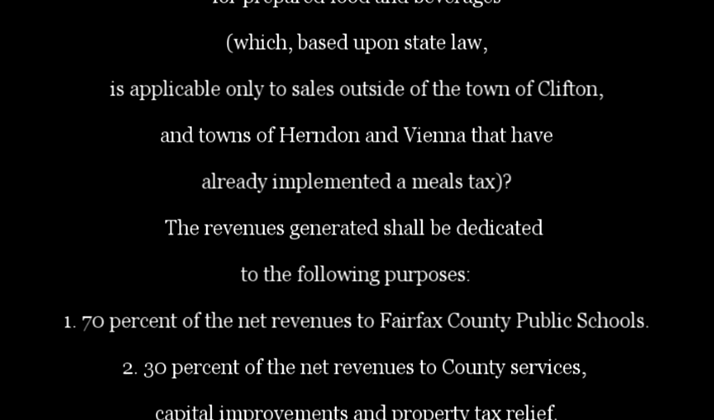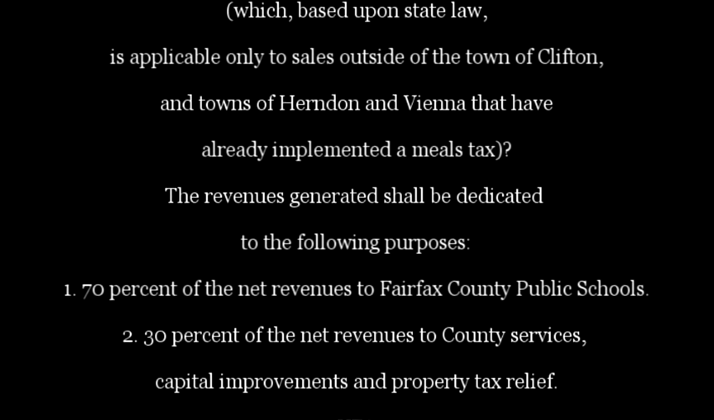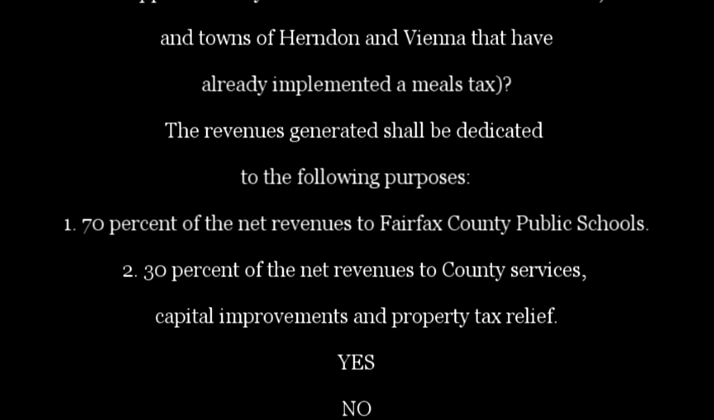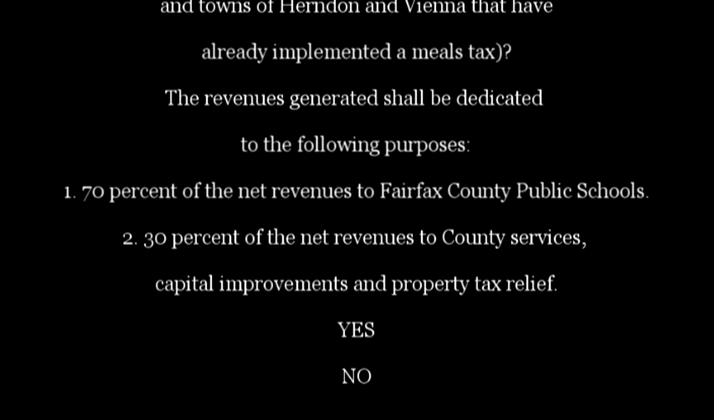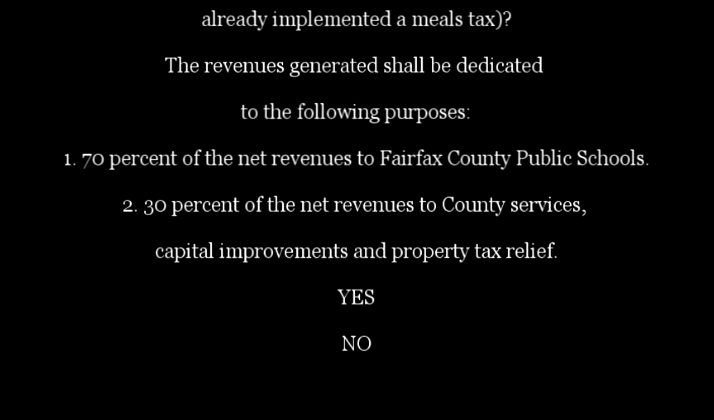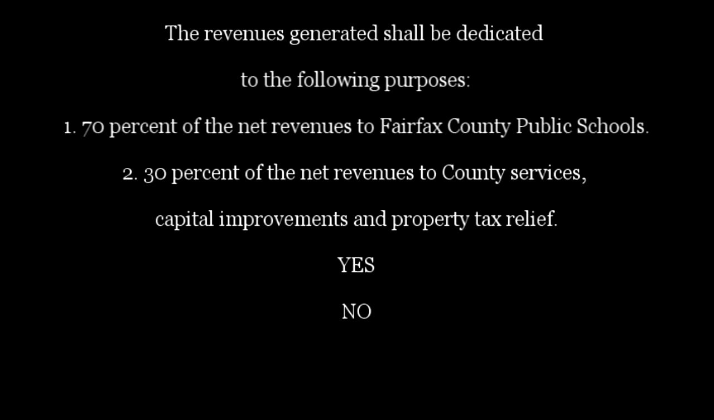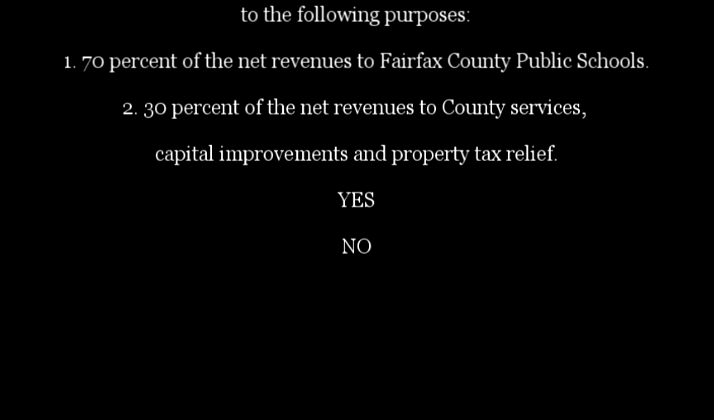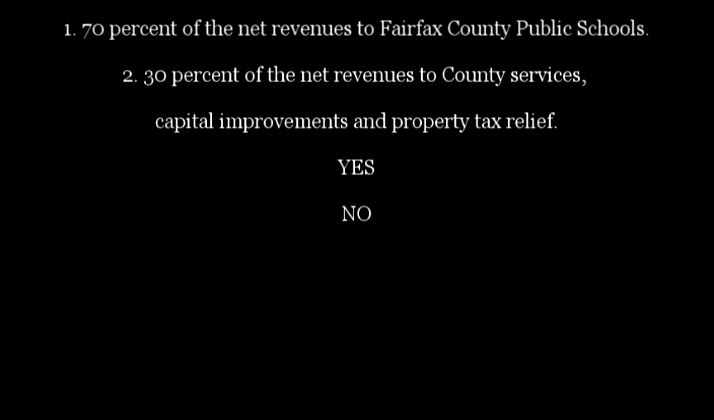The revenues generated shall be dedicated to the following purposes. Number 1, 70% of the net revenues to Fairfax County Public Schools. Number 2, 30% of the net revenues to county services, capital improvements, and property tax relief. And right below that, you will be asked to vote yes or no on the ballot.